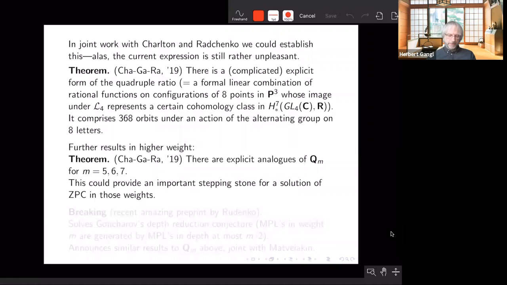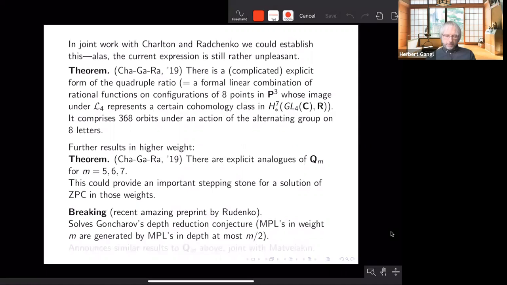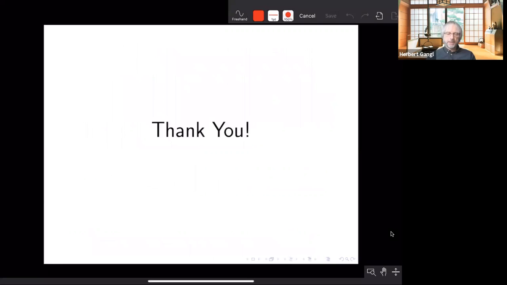And very recently, I would be remiss if I didn't mention it. Just half a year ago, an amazing preprint by Rudenko solves yet a further conjecture by Goncharov, where he reduced the depth by a factor of essentially 1/2, which is quite astonishing. And there they announced similar results to our Q's above, joint work with Andrei Matveyakin. So that was all I wanted to indicate. And I'm sorry if I rushed things through, and hopefully there weren't too many mistakes. Thank you.